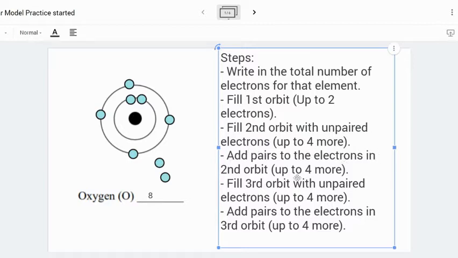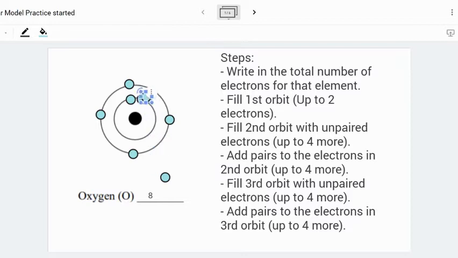So I completed the first step and the second step. Now, add pairs to the electrons in the second orbit. That'll use up to 4 more. So I pair the one at the top. I pair the one at the side. And now I'm all out.